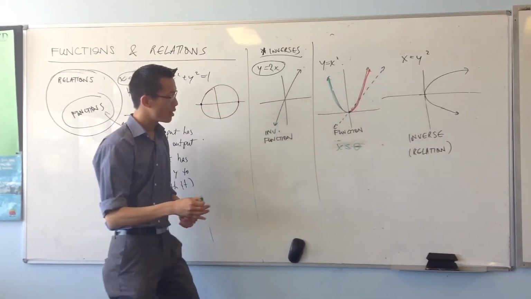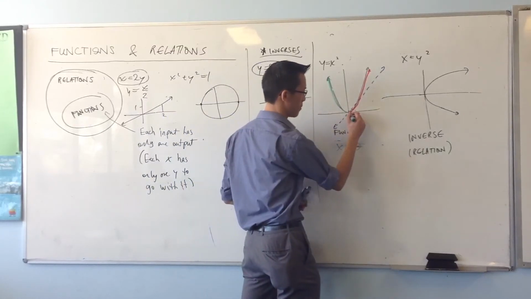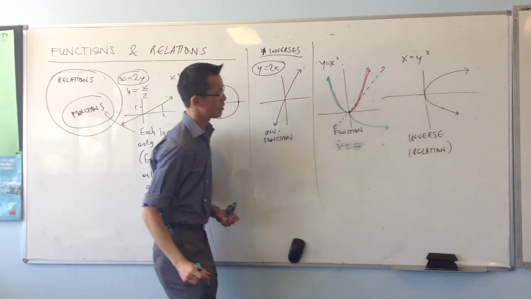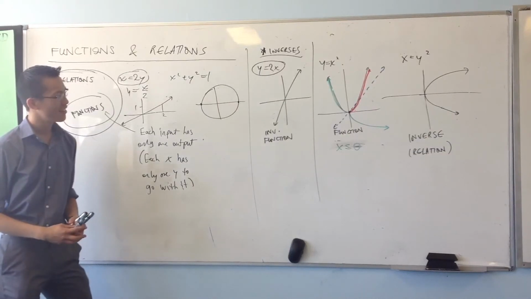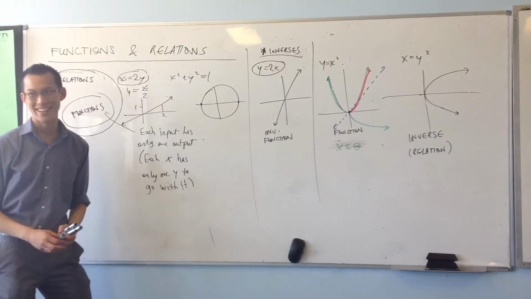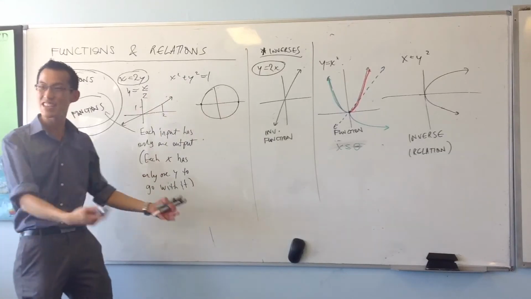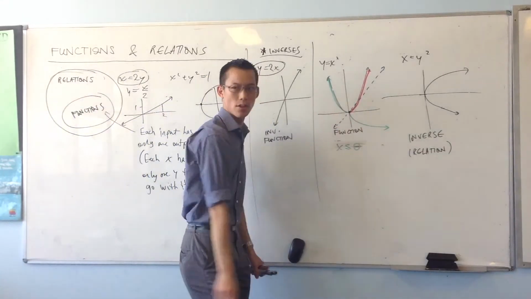So what are you going to get? You're going to get this line. That looks symmetrical, doesn't it, once you turn your head properly? Now, what is the equation of that inverse function?